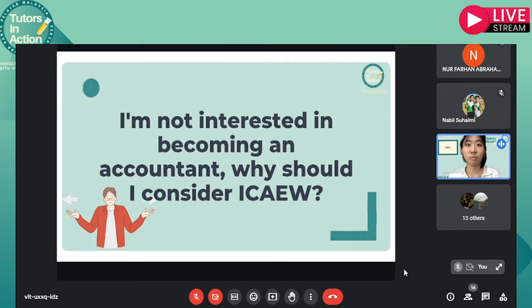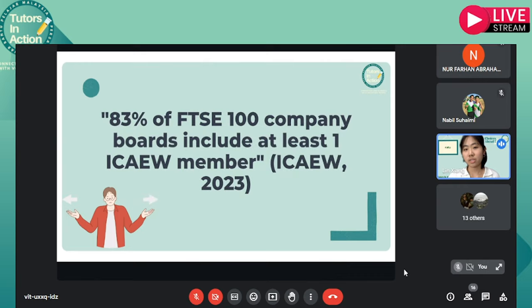Next slide. According to research, around 83% of the FTSE 100 company boards include at least one ICAEW member. So what's the FTSE 100? It's the top 100 companies listed on the London Stock Exchange. Do you know who sits on company boards? They include people like the CEO, CFO, and directors of all departments, like the finance director and marketing director. And they include at least one ICAEW member. I'm not even talking about regular employees yet. This backs up my point that ICAEW prepares you for the corporate world instead of just accounting.